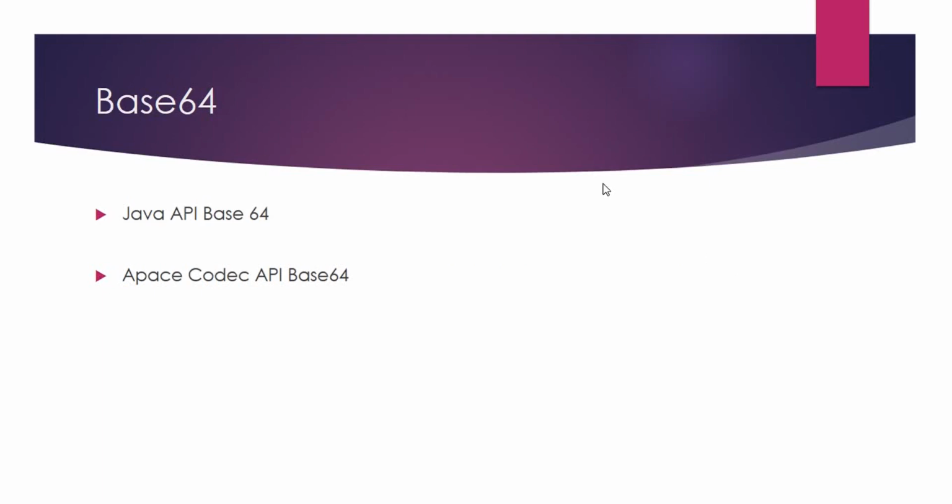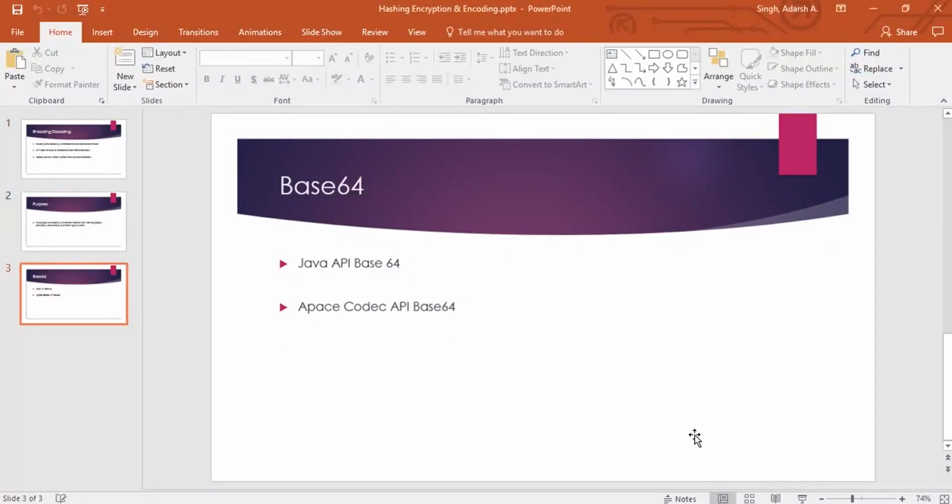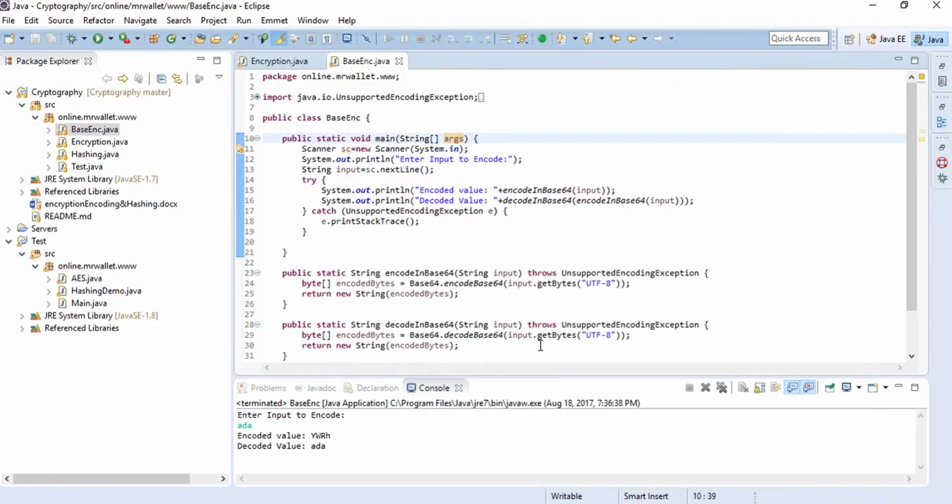In this tutorial, we are going to be looking at one of these APIs. Two prominent APIs are base64 APIs. One is provided by Java itself, and the other one is provided by the Apache Codec API. We are going to be basically focusing on the Apache one. It's really easy to use. So let's go to our code and see how it works.